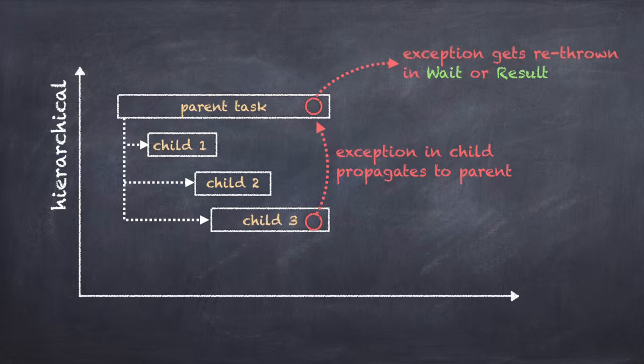The same applies to exceptions. Any exception thrown by a child task bubbles up to the parent and gets rethrown. Now you might be thinking, aha, but what happens when more than one child task throws an exception? And this brings me to another nice feature of tasks. They always wrap exceptions in an aggregate exception. So if all 3 child tasks fail, the 3 exceptions get wrapped up in a single aggregate exception, and that exception is rethrown at the wait method or the result property.